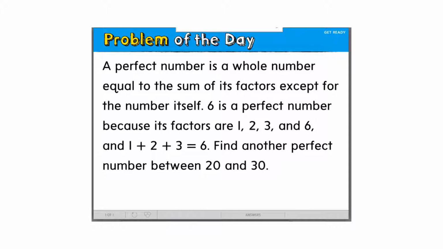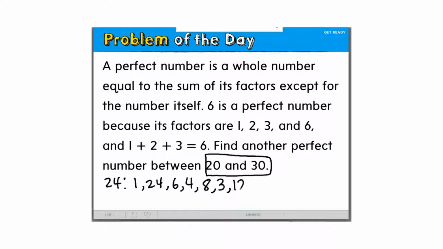Okay. What did you come up with? I got 7 and 3. It has to be a number between 20 and 30. So you missed that part of the riddle, maybe. Has to be a number that's between 20 and 30. Let's try 24. Factors of 24 are 1 and 24. It's 1 times 24. Also 6 times 4. Also 8 times 3. And 12 times 2.